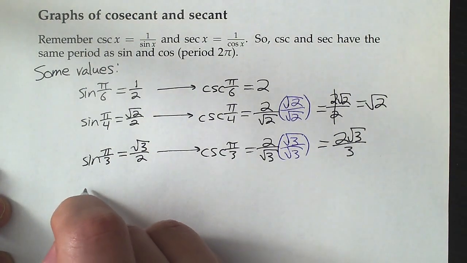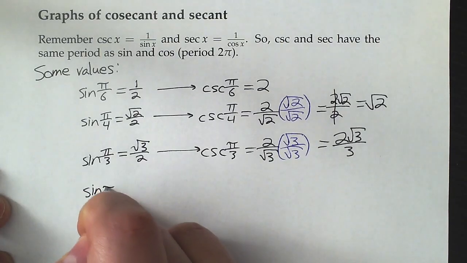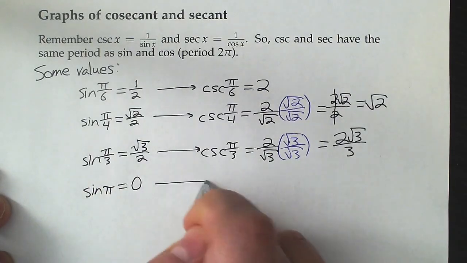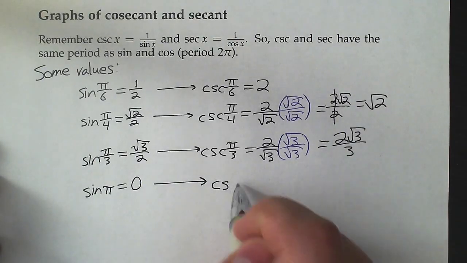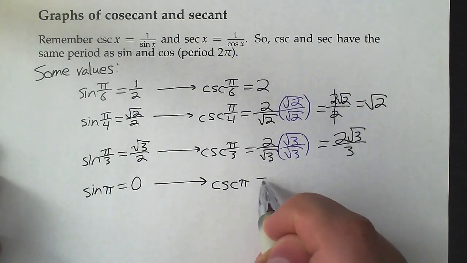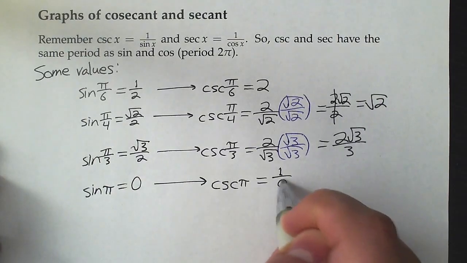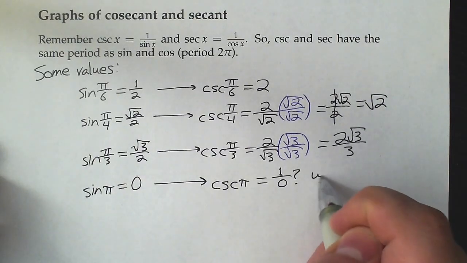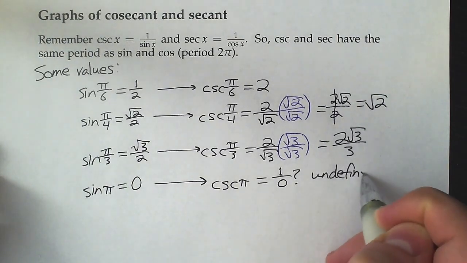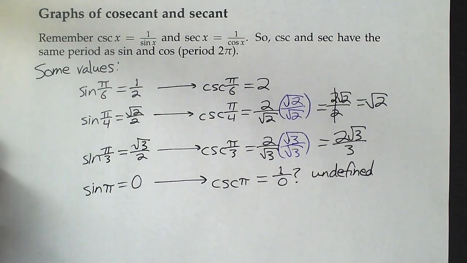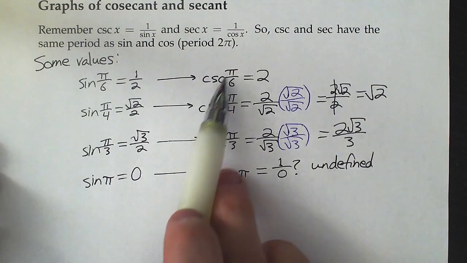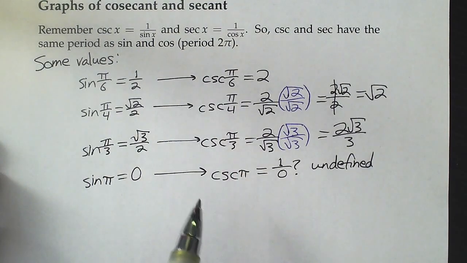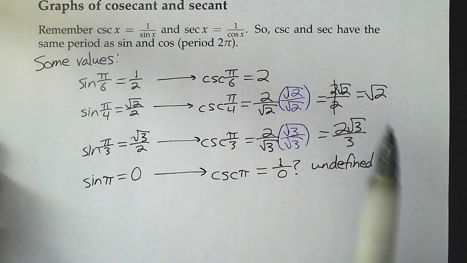All right, and let's do one more. Okay, so for this one, cosecant of pi is, well, when you do the reciprocal of it, this one is undefined. All right, so we could keep going with this. We could set up a table of values of cosecant or a table of values of secant and draw the graphs from there.